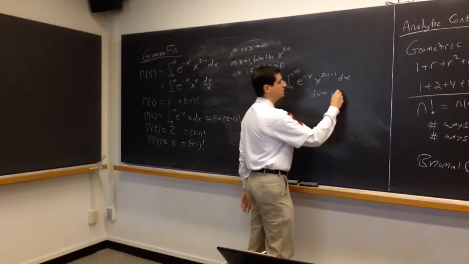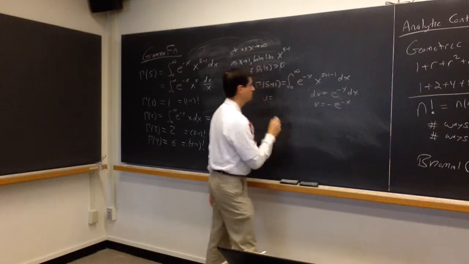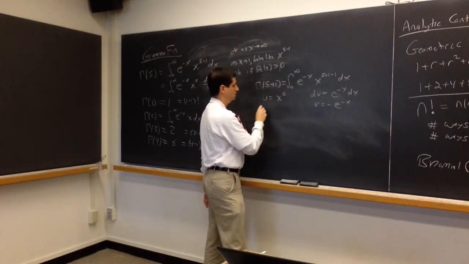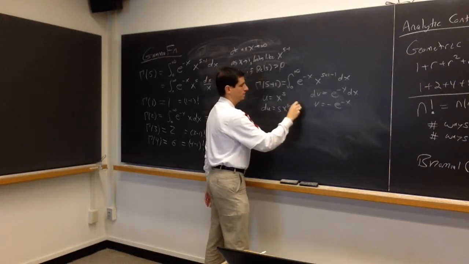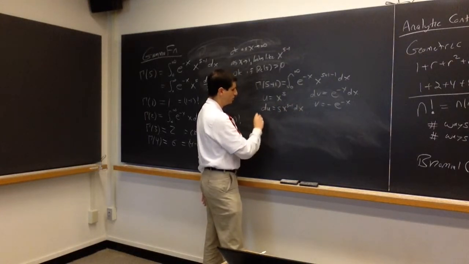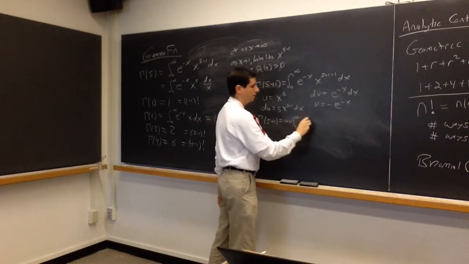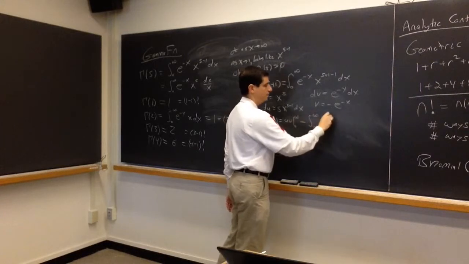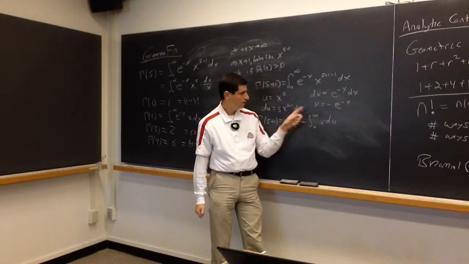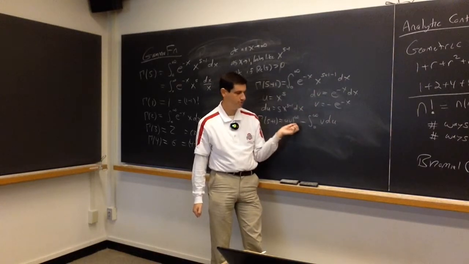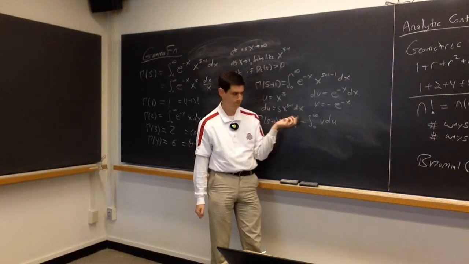All right, so we get dv is e to the minus x dx, v is negative e to the minus x, u is x to the s, du is s x to the s minus 1 dx. So gamma of s plus 1 is uv from 0 to infinity minus the integral from 0 to infinity of v du. Well, when we do that, we have exponential decay. Everything is going to be fine. This will vanish so long as s has real part greater than 0.